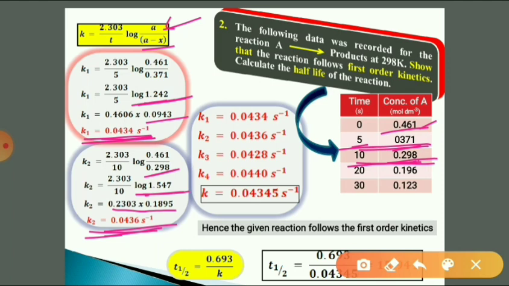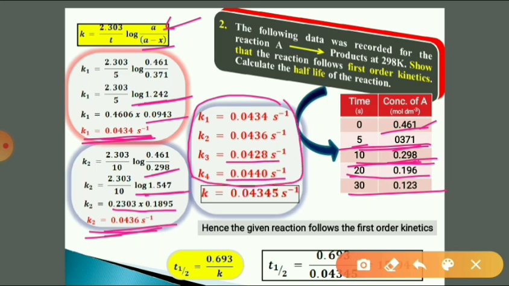In the same way, we calculate for set 3 and set 4. We obtain k3 as 0.0428 and k4 as 0.0440 per second. If you observe all four k values, they are almost the same, or constant.